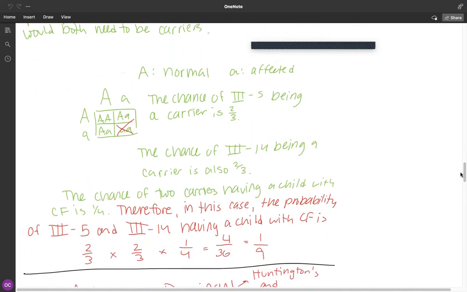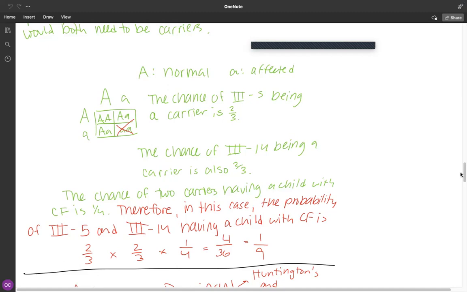So I've drawn that as a Punnett square. Because we know individual 3-5 is phenotypically normal, we're looking at their chance of being a carrier. So I've gotten rid of the affected square. So the chance of 3-5 being a carrier is 2/3, and it's the exact same for individual 3-14. So what we're doing here is we have to assume that all of these outcomes are true. We have to assume that 3-5 is a carrier, and the chance of that being the case is 2/3. We also have to assume that 3-14 is a carrier, which is also 2/3.